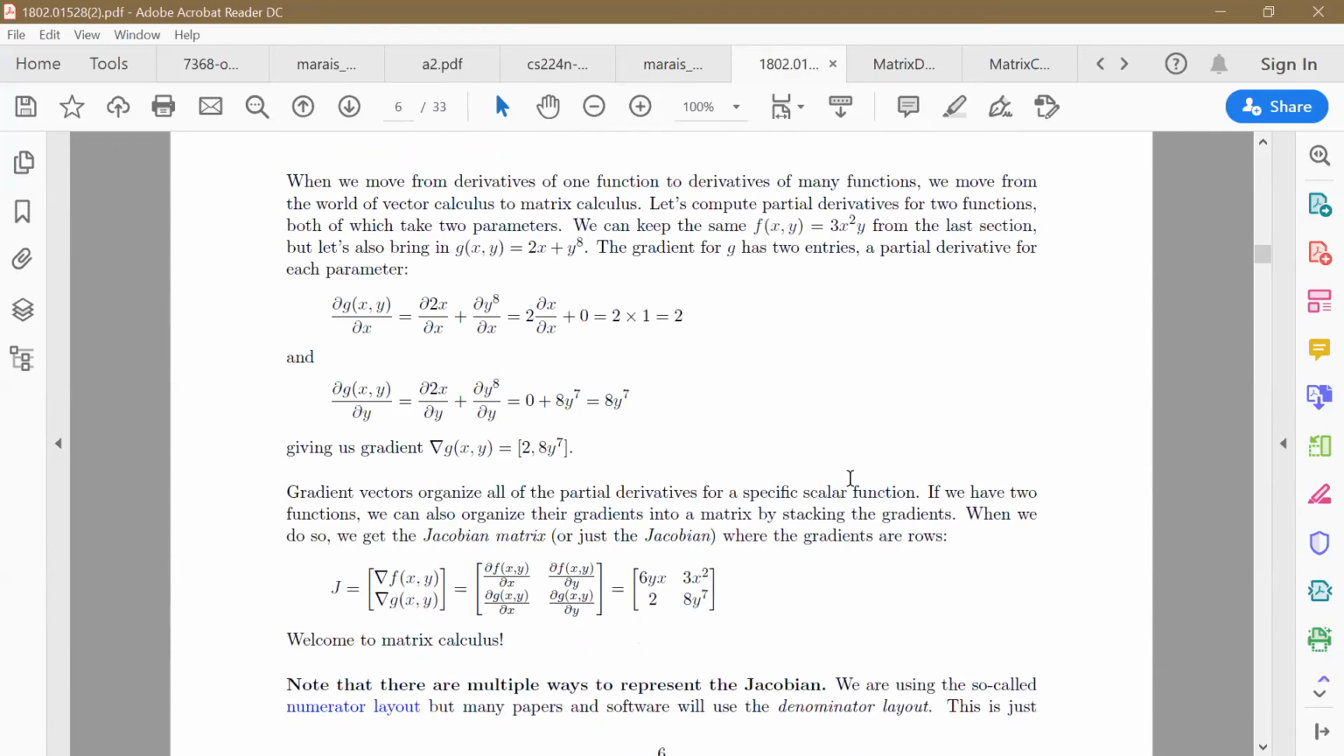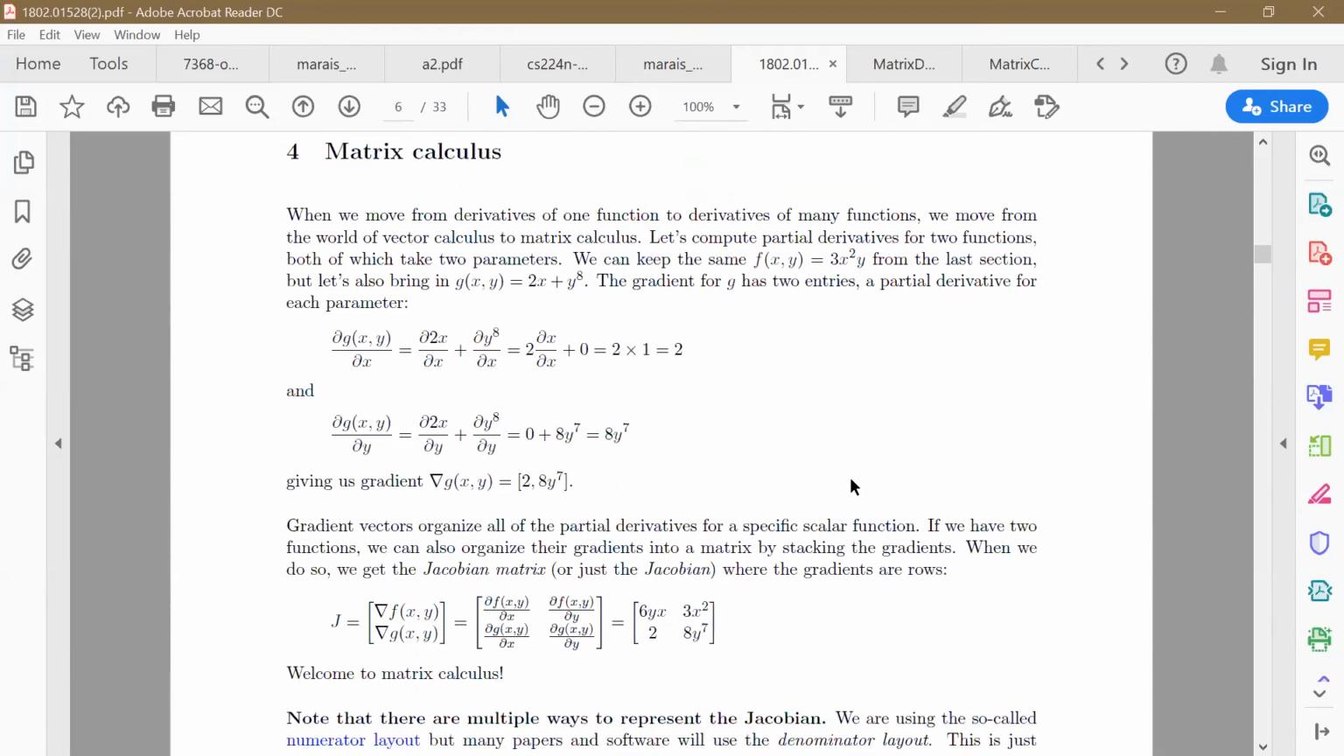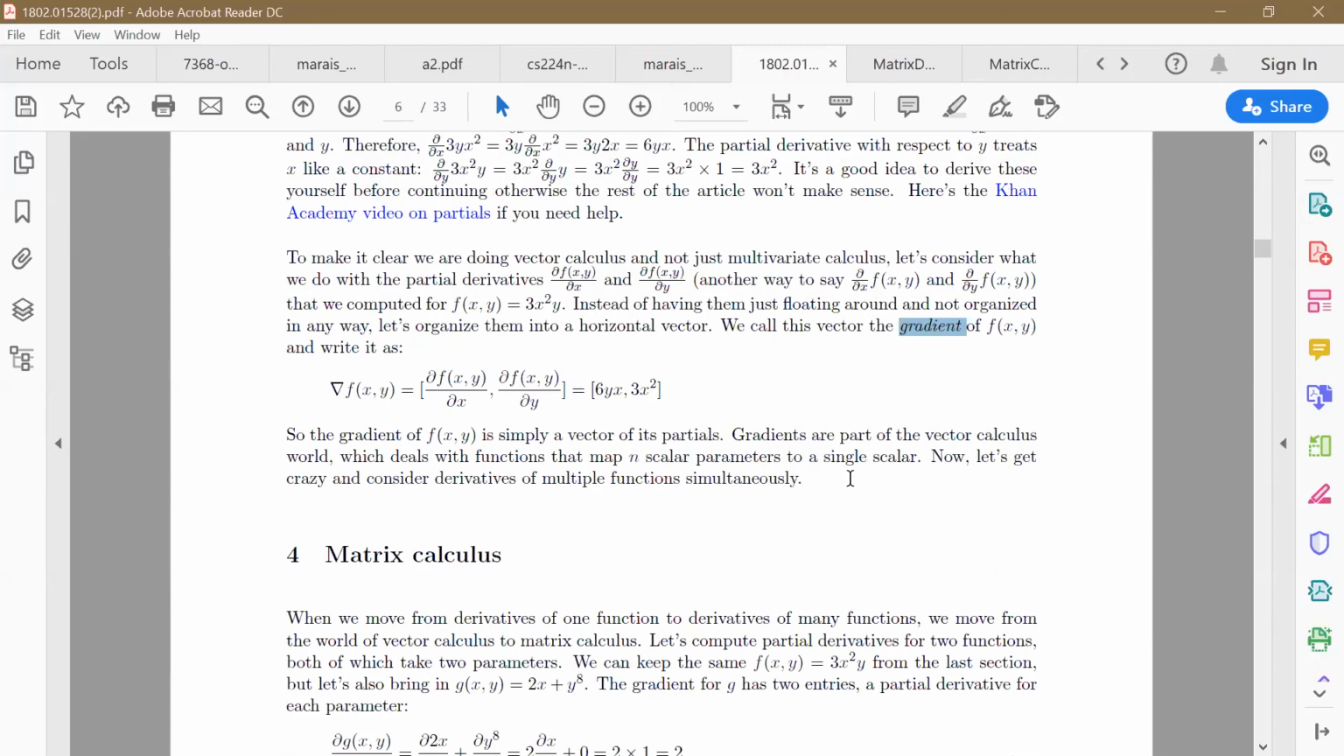Where are we? Right there, right above matrix calculus. Yeah, that paragraph which says, so the gradient of f of x, y is simply a vector of its partials. That makes sense. The next line, gradients are part of the vector calculus world, which deals with functions that map n scalar parameters to a single scalar. What does that mean? Oh, that's kind of strange.